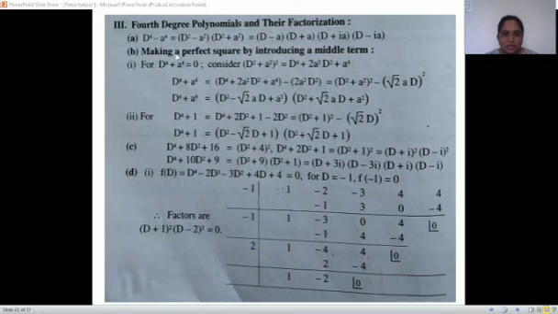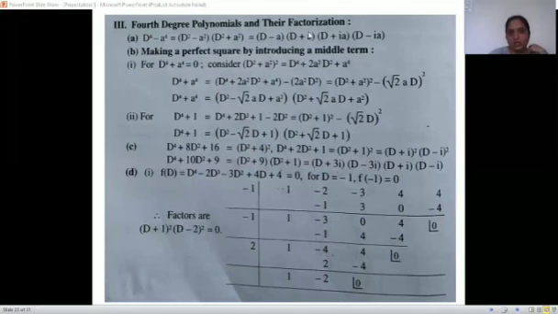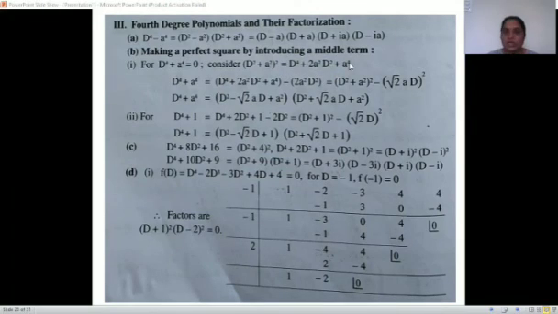Next, the second type is making a perfect square by introducing some middle terms. If it is d raised to 4 minus a raised to 4, we can write this. But if it is plus, we do not have a formula like a plus b, a minus b, as we have for a square minus b square. The a square plus b square formula is not there. So d raised to 4 plus a raised to 4, how can you write that? As we know, d square plus a square whole square is d raised to 4 plus 2a square d square plus a raised to 4.